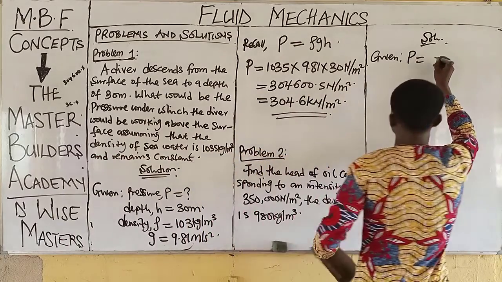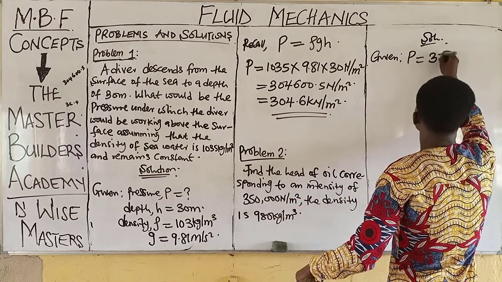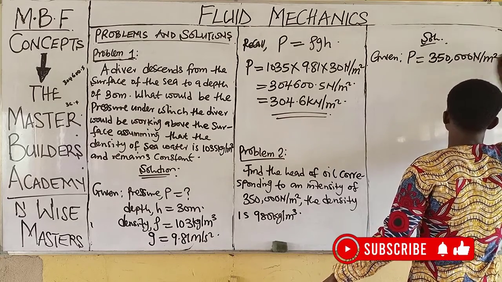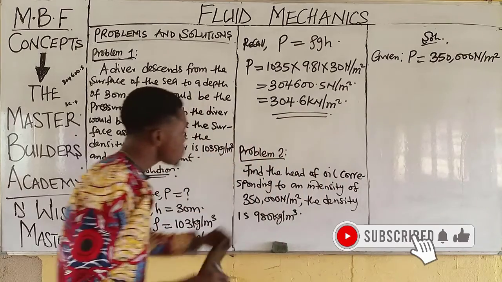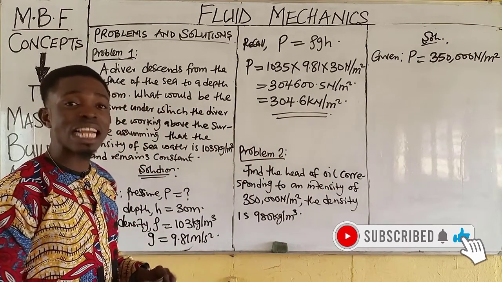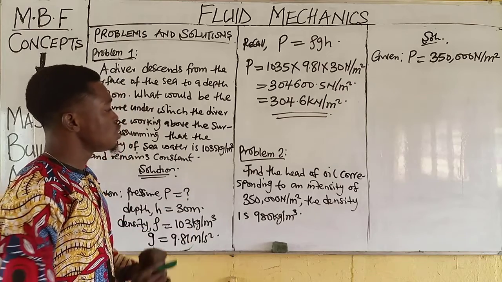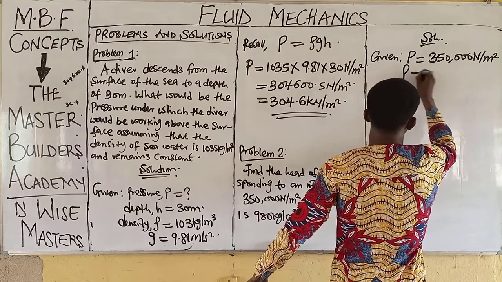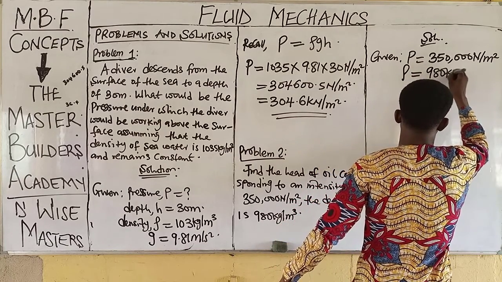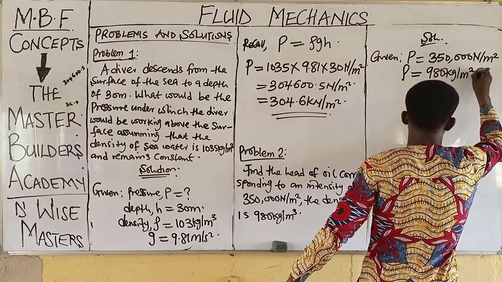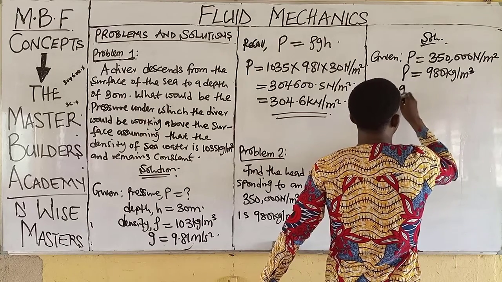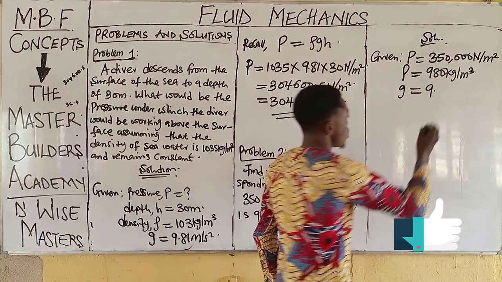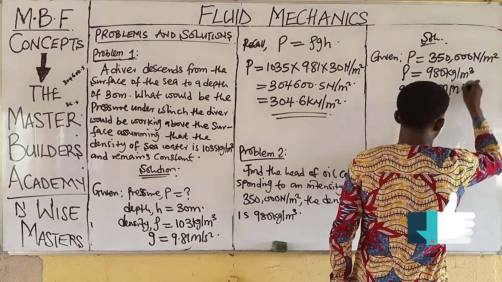Then we have pressure is equal to 35000 Newton meters. Then the next parameter that is given is the density of the fluid, which is oil. Then we have density of oil given to be 980 kilogram per meter cube. And we equally know that acceleration due to gravity, whether or not you are given, is constant. So 9.81 meter per second square.